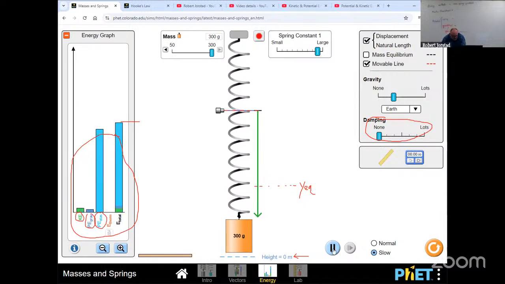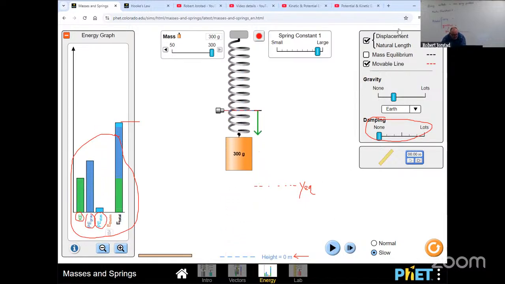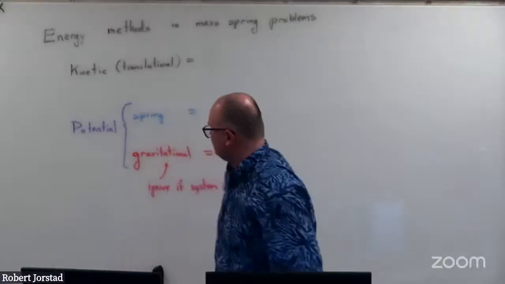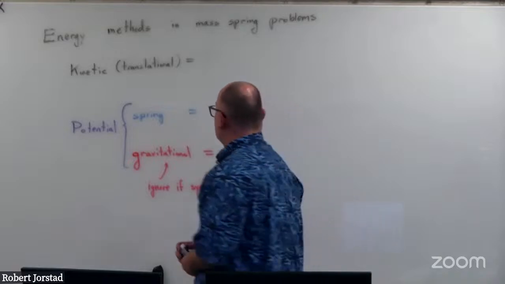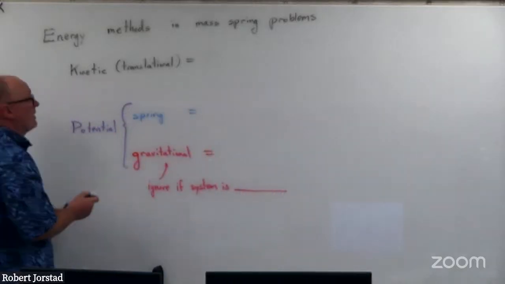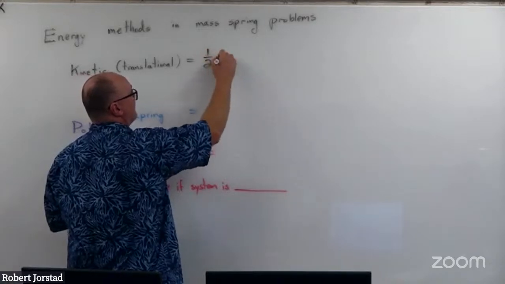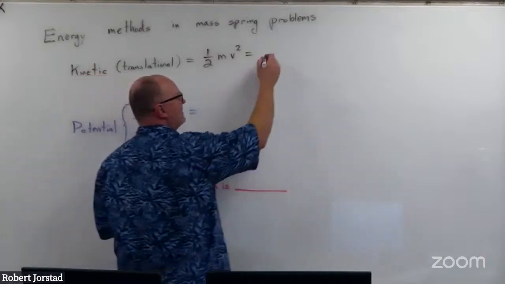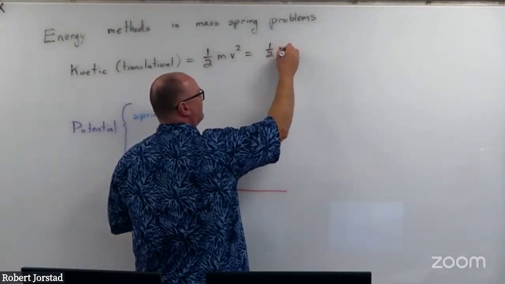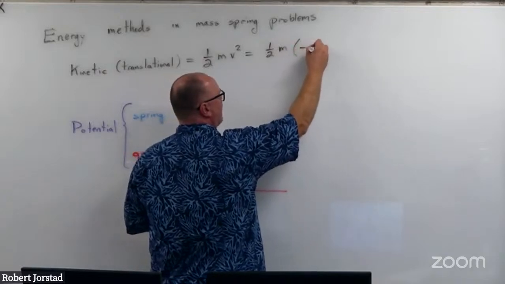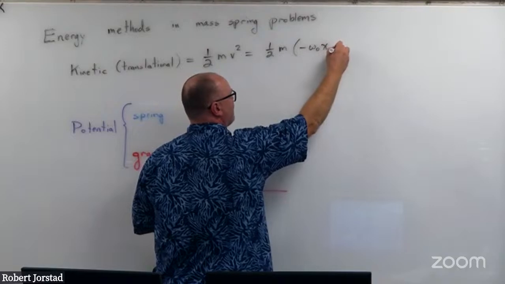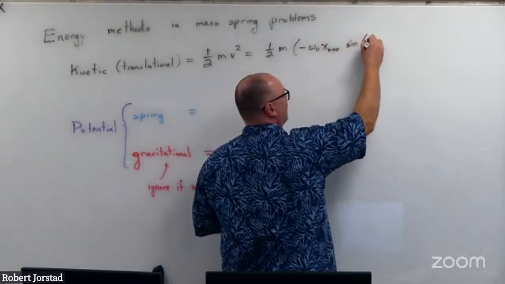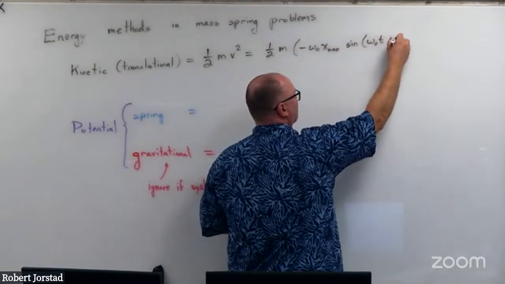Let's get to the equations on the board so you can actually solve some problems. So let's stop this share. Okay, there we go. So you probably know this already. We saw the kinetic energy moving up and down. What's the equation for that? 1/2 mv squared, which from our previous video, maybe you recall, that was minus omega naught x max sine of omega naught t plus phi.